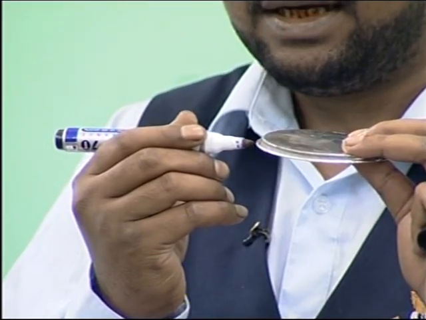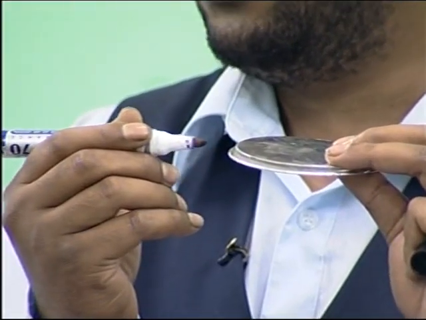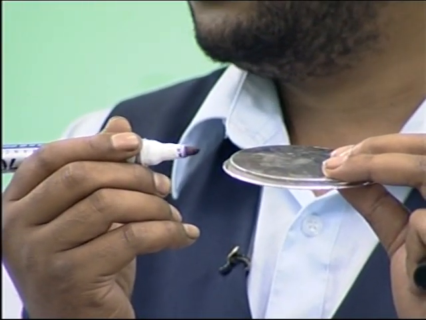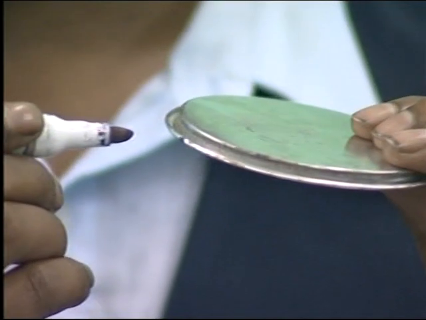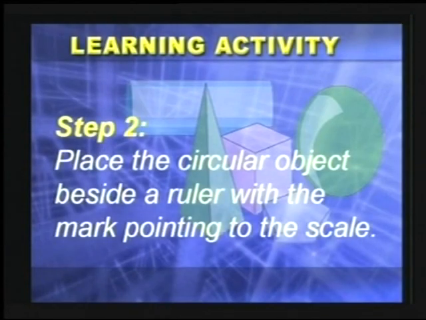Have you all done that? Just put a small mark on the circular object. Okay, good. Now, the second step says, place the circular object beside the ruler with the mark pointing to the scale. On your desk, you place the circular object down, and you get your ruler, place it next to the circular object, something like this.